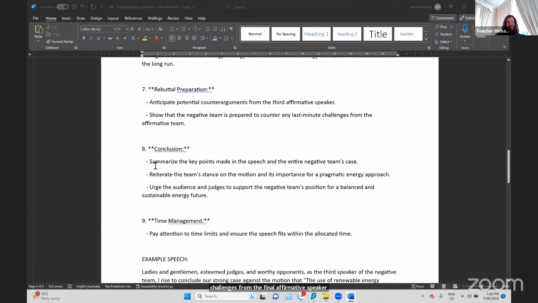And for your conclusion, again, summarize your team's key points. Remind the judge and the audience that your team is negative, you're against the motion. And then urge the audience and the judges to support your team's motion. And of course, time management. Keep it all within the time limit you've been given to speak.